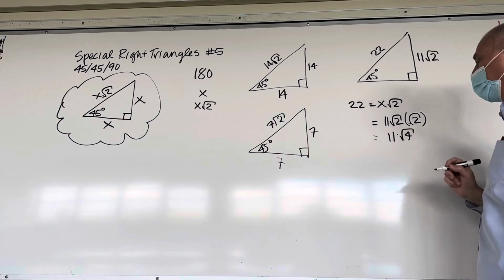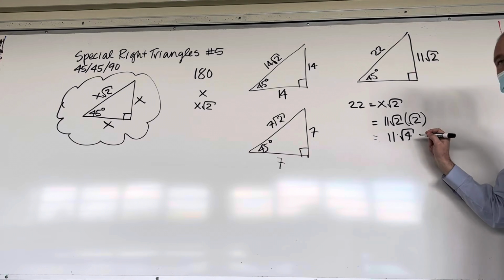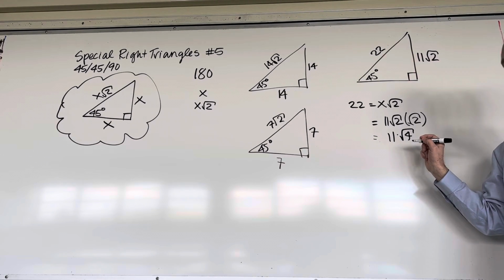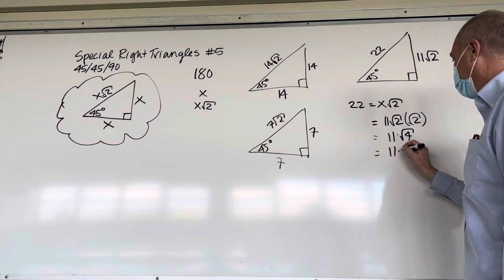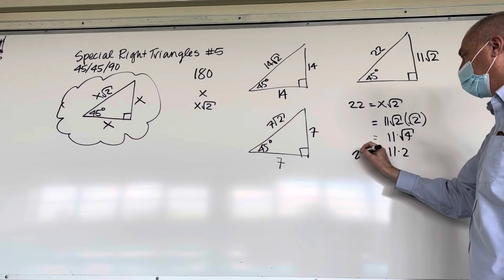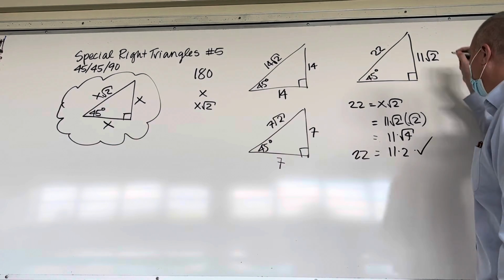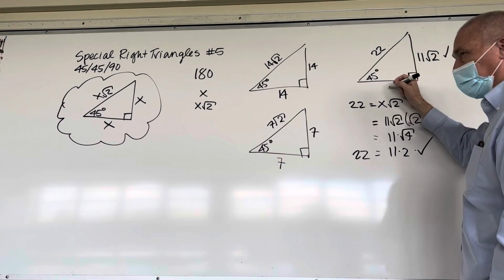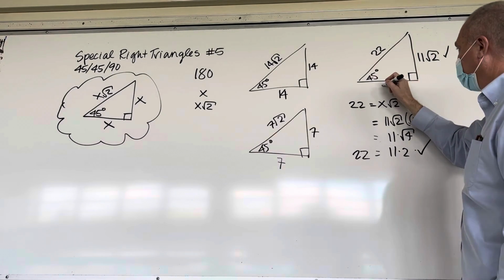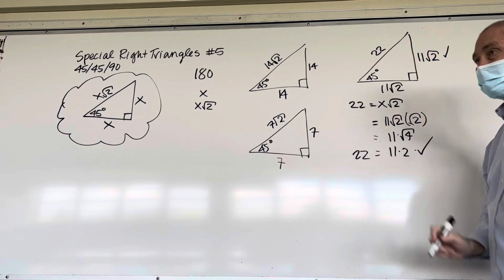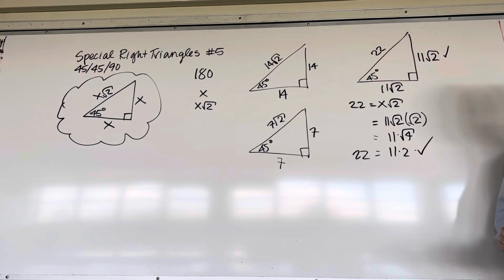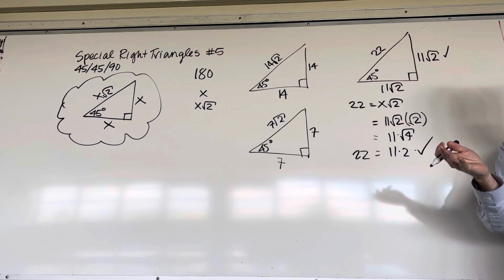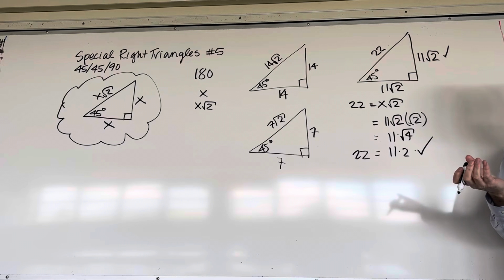So 11 times radical 4, but what does radical 4 simplify to? 2. And 11 times 2 is what? 22. So what's the length of this side? 11 radical 2. Now that you see it, does your brain process and go, okay, that makes sense?